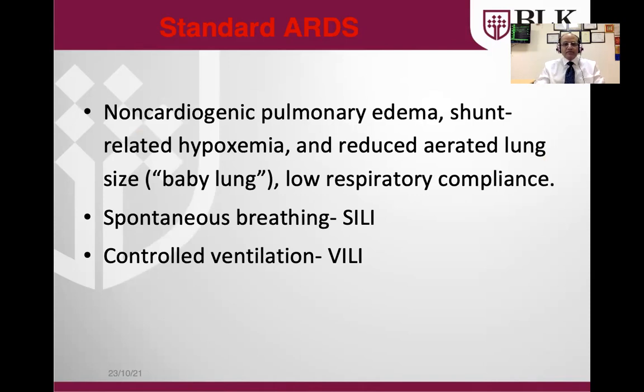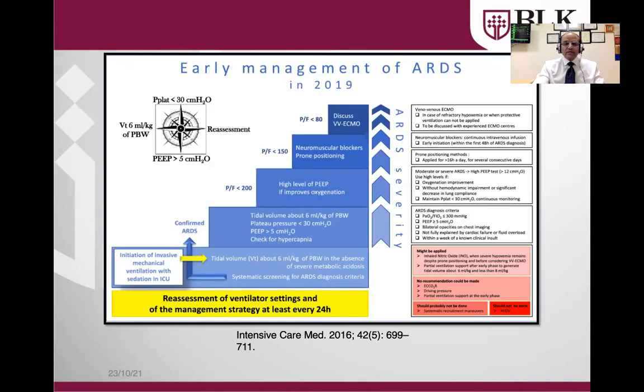So standard ARDS, we know there is non-cardiogenic pulmonary edema, shunt-related hypoxemia, reduced aerated lung size, baby lung, low respiratory compliance, and if we ventilate them, they end up with VILI. If we allow them to breathe spontaneously, they have aggravation of the disease by SILI. So when you look at the early management of ARDS, this was a 2019 paper, and as you can see here, this is the protective lung ventilation strategy, and then as the PF ratio goes down, you start going to higher PEEP, and then you start proning them and finally look at VV ECMO.